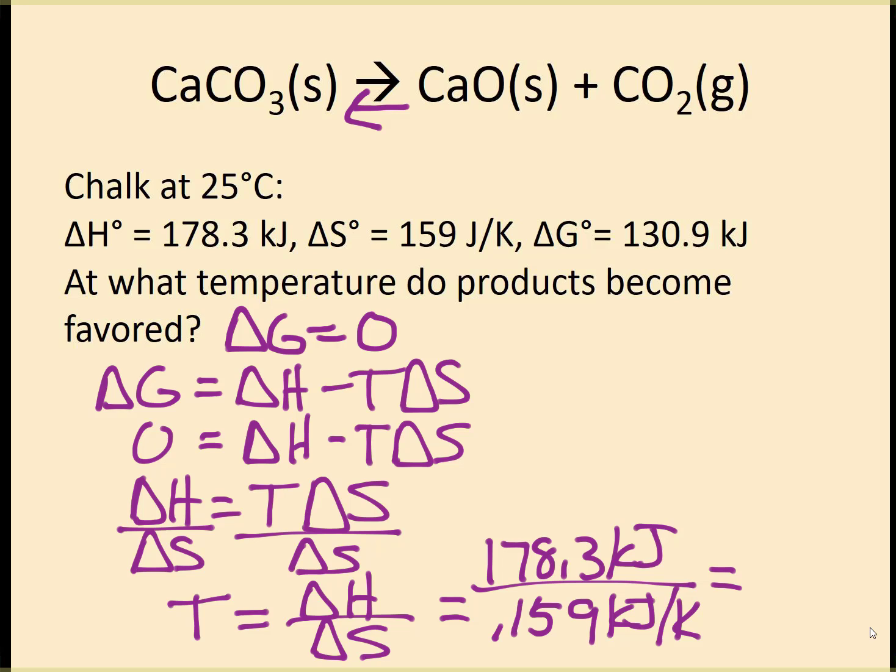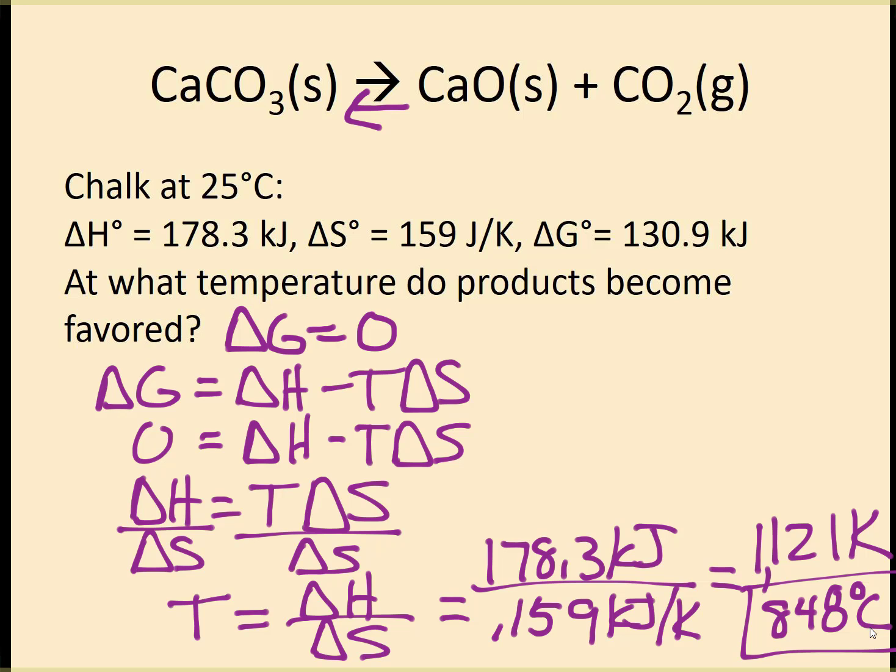So when I divide this number, I get 1,121 Kelvin, and I can change that to degrees Celsius. I get 848 degrees Celsius. So at this temperature, I would be at equilibrium, where that solid is hot enough now that it's breaking up into calcium oxide and carbon dioxide. So anytime you need to know the temperature of a phase change, you can use this formula. Put delta G to 0, and then find your T, or your temperature, equal to delta H over delta S.